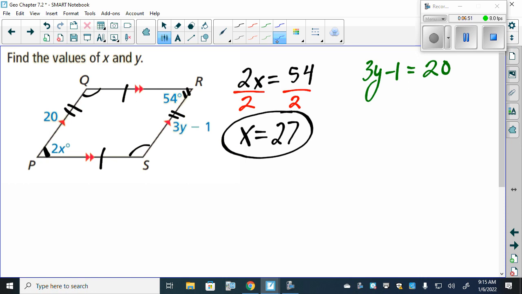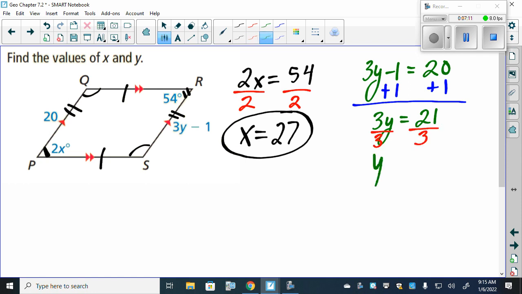Let's find the value of y now. So what can we do first? Add 1 to both sides. And that will tell us that 3y is equal to 21. And then we would divide both sides by 3, telling us y is equal to 7. And that's it. That's all we have to do for this here. Any questions on this here?